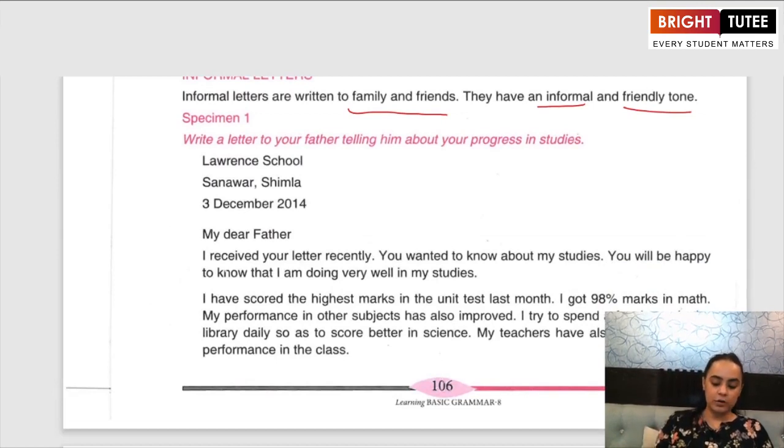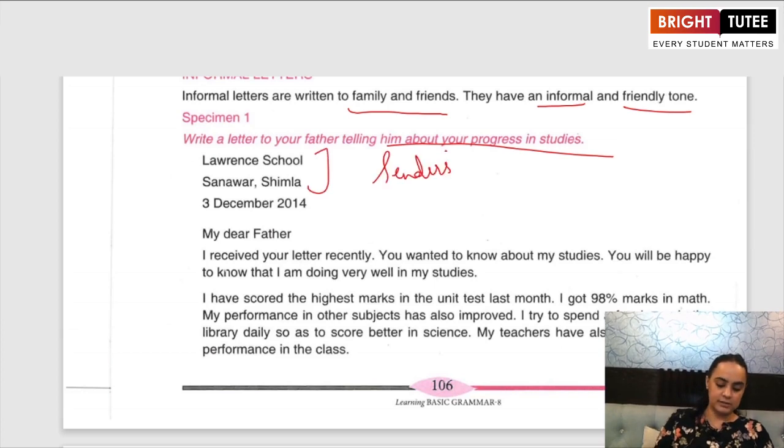Write a letter to your father telling him about progress in studies. How are you faring at the studies? So you write your address. Here we write the sender's address. Then comes the date. I told you writing a date in your letters is always mandatory. Please don't skip that. Salutation: my dear father.